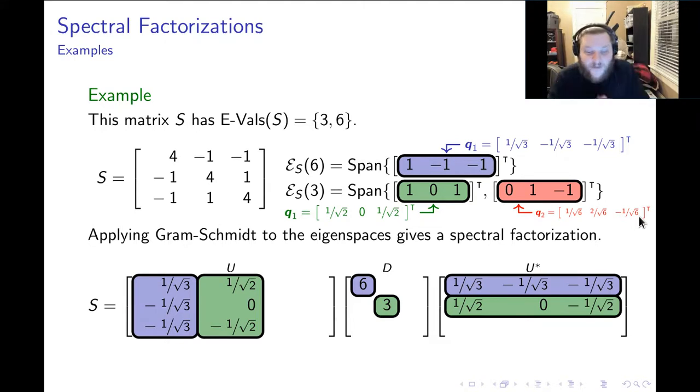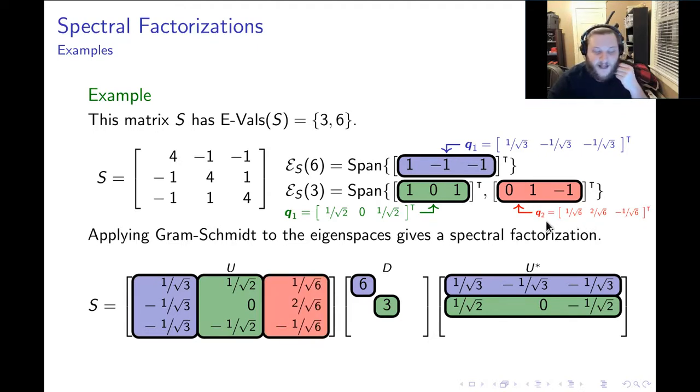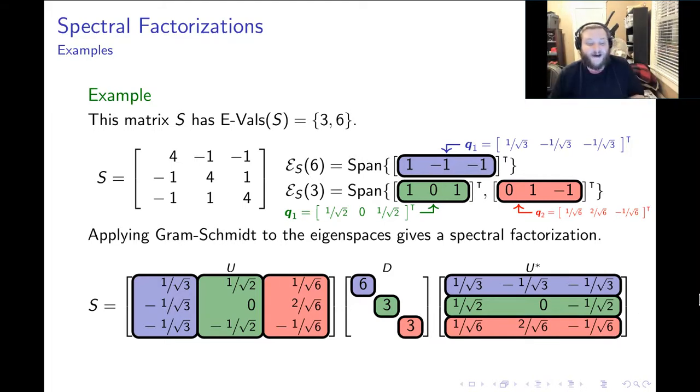What do we do with that vector now? We take that vector, so this is Q2, and we put that into the third column of U. But remember, that vector came from the eigenspace of S where lambda equaled 3. So the third diagonal entry of D will be equal to 3. And finally, our last row of U star will be that vector, 1 over root 6, 2 over root 6, negative 1 over root 6. And this completes our spectral factorization.